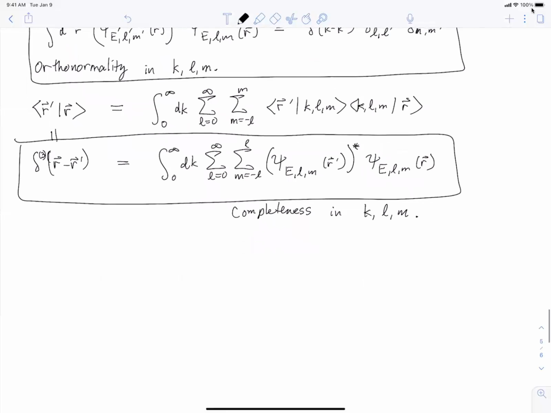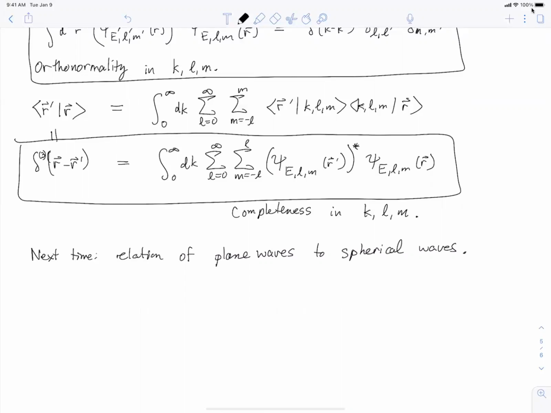We'll also discuss the relationship, so next time, the relation of these spherical waves to plane waves. Okay, so there's a nice equivalence you can write where you can write a plane wave in terms of spherical Bessel functions, or the spherical Bessel functions in terms of plane waves. So we will do that next time.